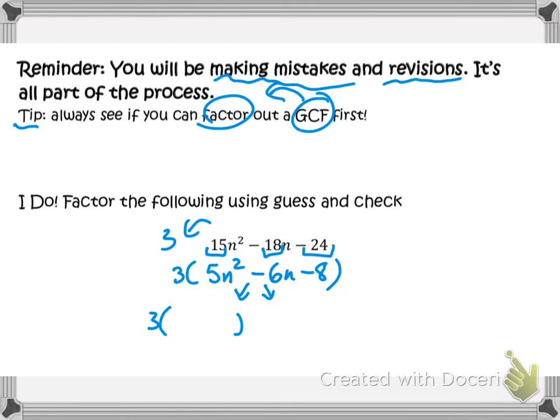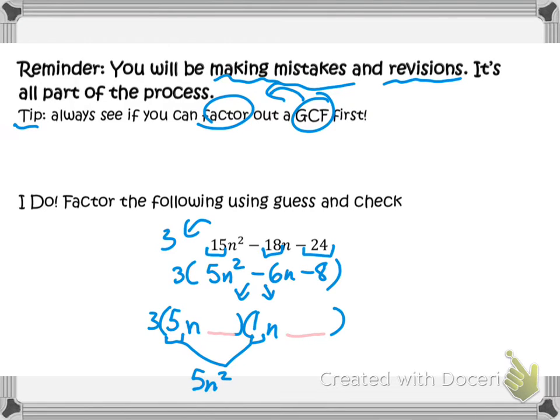So I know this always breaks down to 2 binomials, one with an n here, one with an n here. Okay, so the first 2 terms right here and here, they need to multiply to give me 5. So let's do 5 and 1. Right? Because when I multiply this out, 5n times 1n will give me 5n squared. Okay, now I need to come up with the last 2 numbers. This one's going to be a little bit more of the guess and check.